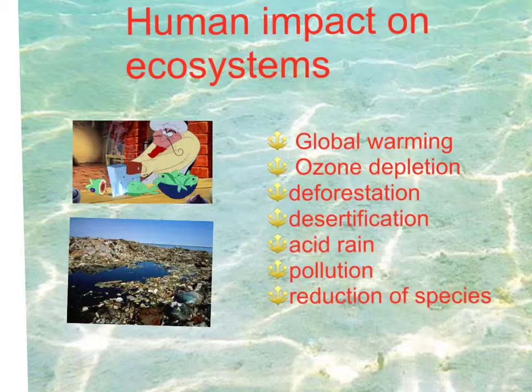Humans' impact on ecosystems. Humans have a big impact on ecosystems because they cause global warming, ozone depletion, deforestation, acid rain, pollution, reduction of species, and desertification. And that concludes our lesson on ecosystems.